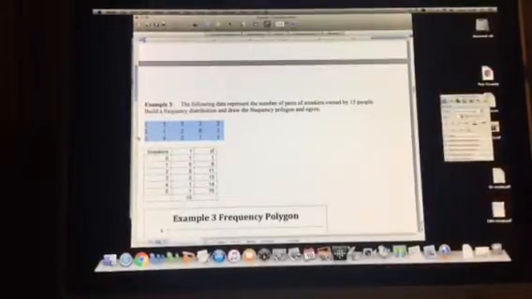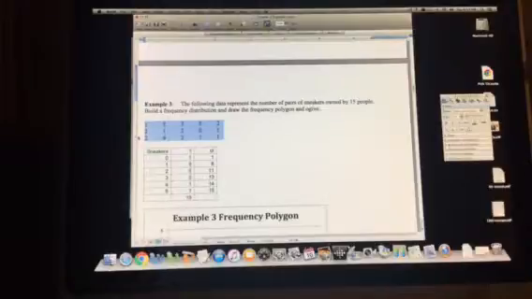This is example 3 from chapter 2, looking at an ungrouped frequency distribution. The example is: the following data represent the number of pairs of sneakers owned by 15 people. Build a frequency distribution, draw the frequency polygon and ogive. So we're going to look at how to build a frequency distribution when we have ungrouped quantitative data, and we'll look at 2 new graphs here.